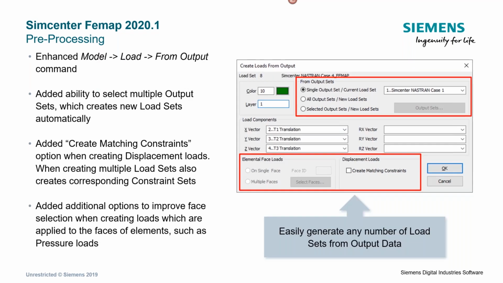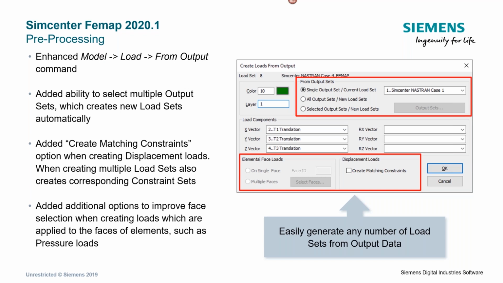Just like the previous one, model load from output. This existed before, but you could only do it for one output at a time. What this command does is it creates a load from output. In this instance, let's just assume that we ran a thermal analysis, start at time 0, go to time 10, and an increment of 1. We're going to have 0, 1, all the way through 10 as an output set.